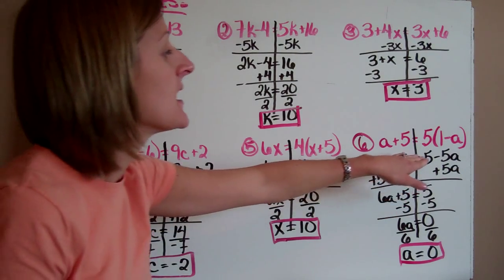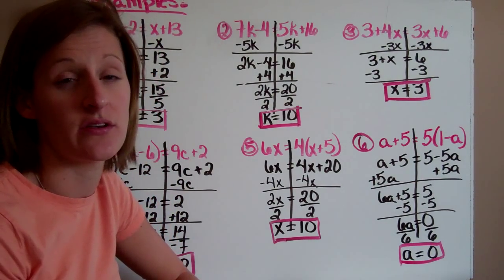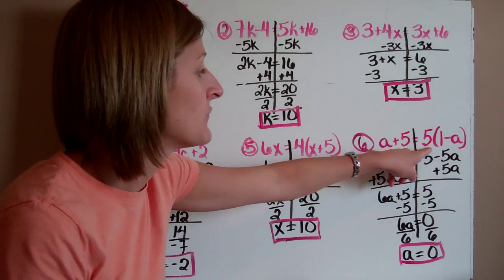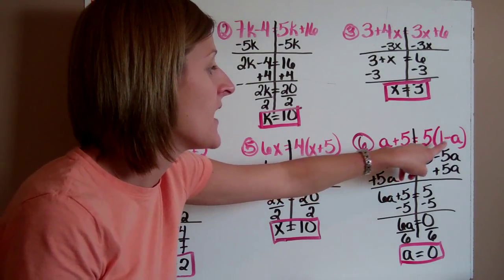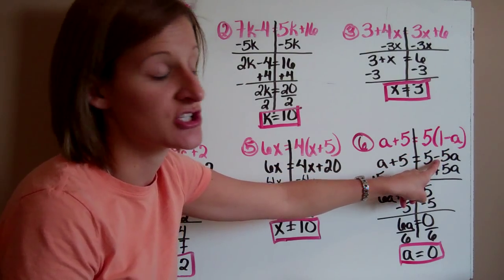Okay, number 6, again, I have parentheses. I need to distribute, but I have no fractions, so I don't have to worry about that. Alright, so 5 times 1 is 5. 5 times a is 5a. Notice it's subtraction, so I keep my subtraction.